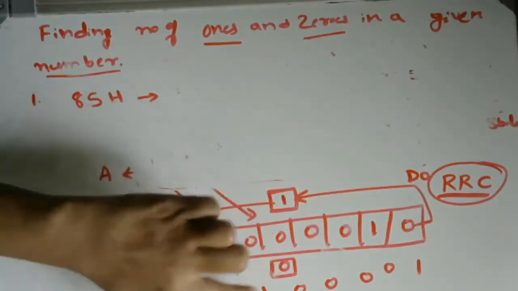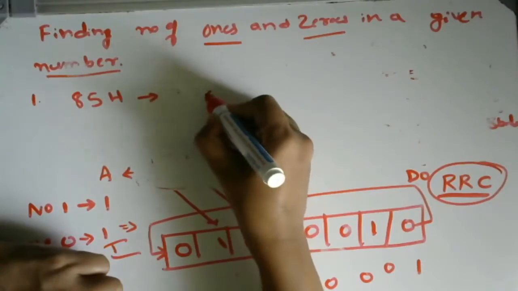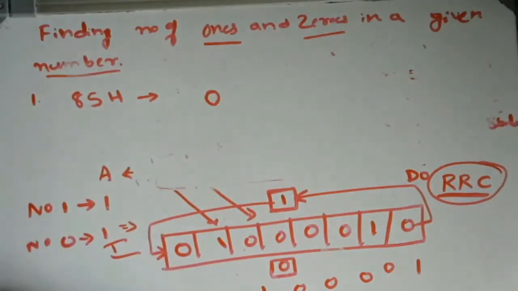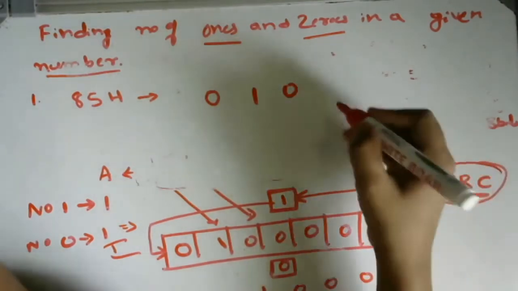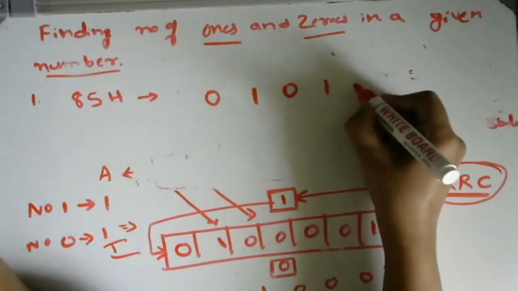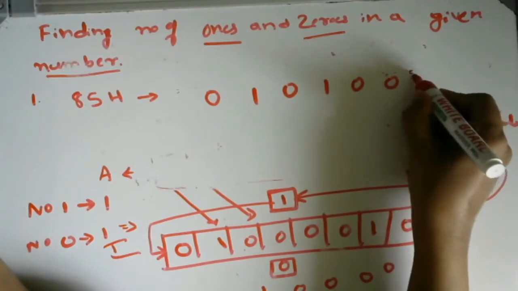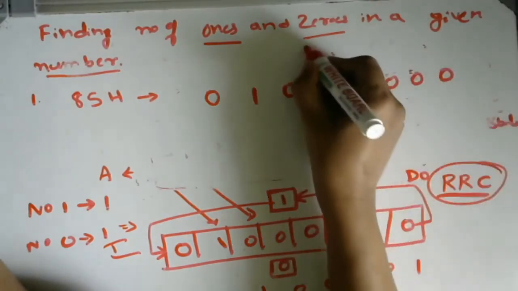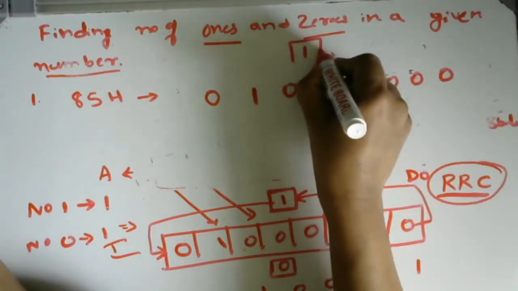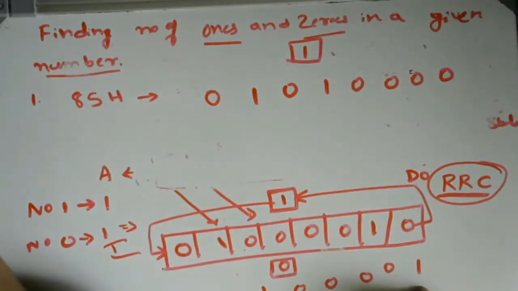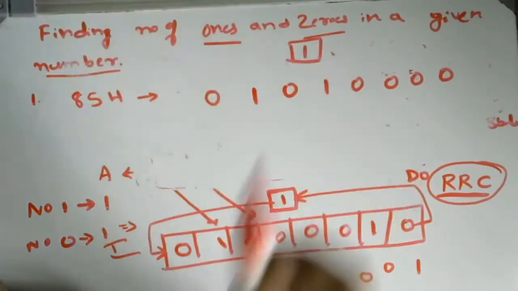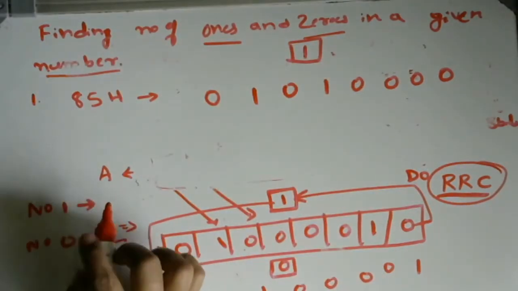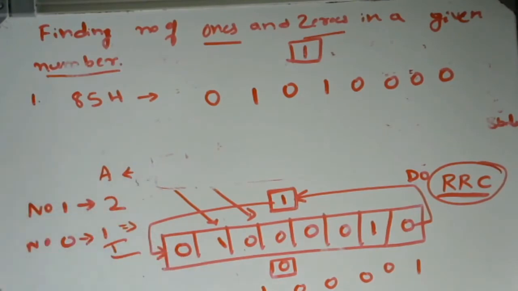Right? See, now this 0 comes here, that is the MSB bit, and this one will be coming here, 0, 1, 0, 0, 0, 0 and 1. This is the carry, which was there in the LSB. Right. So now by checking the carry bit, we can identify that the carry flag is 1. So the number of 1s present is 2.